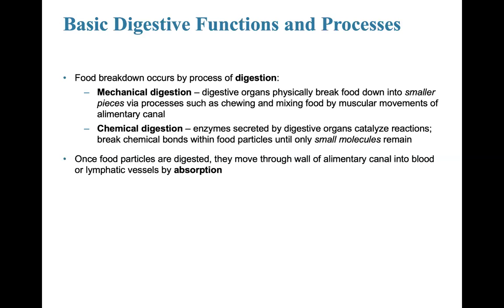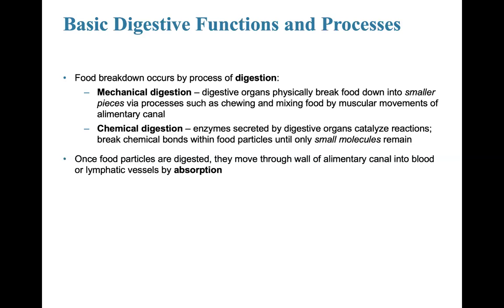Now, as far as digestion, which is the primary function of the digestive system, there are two types of digestion. Mechanical digestion is when the digestive organs physically break down food into smaller pieces via processes such as chewing or mixing food by muscular movements of the GI tract. The stomach will cause a churning action, which will also mechanically break down food. This is the physical pulverizing and breaking down of food product. Chemical digestion, on the other hand, is using enzymes secreted by the digestive organs to catalyze reactions. They will break down chemical bonds within the food particles until only small molecules remain.